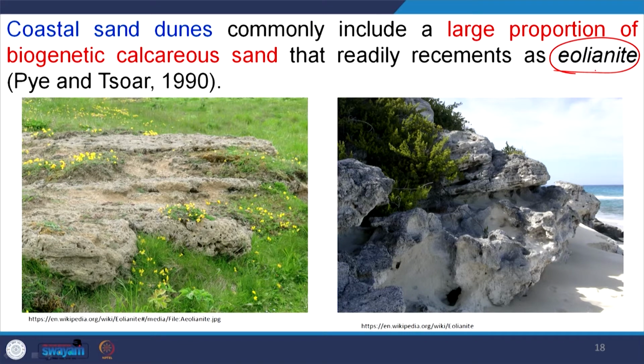Now, you see coastal sand dunes commonly include a large portion of biogenic calcareous sand that is readily cemented as aeolinite. If you see these two photographs, this is mostly calcareous material mixed with sand and forming a hard pan here. Similarly, here it is hard, but mostly it is porous and highly permeable. So, the whole system is called aeolinite.